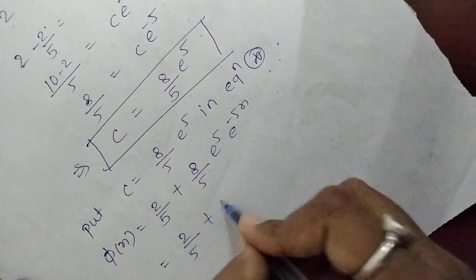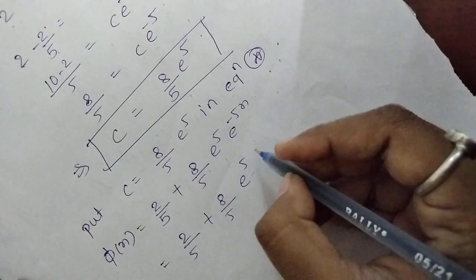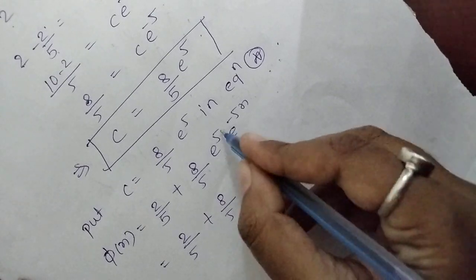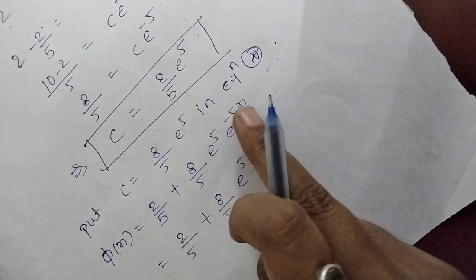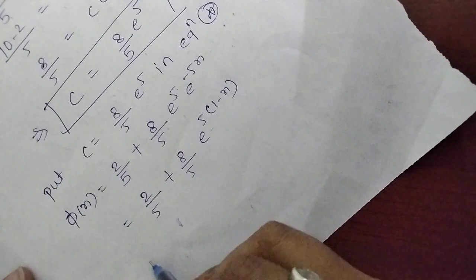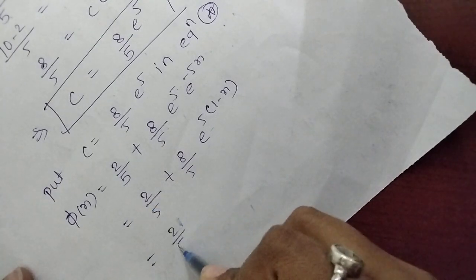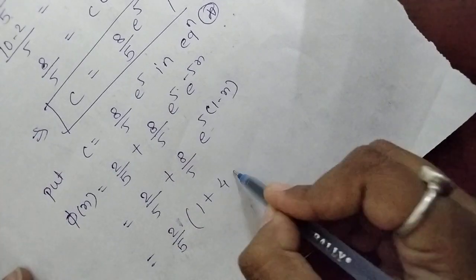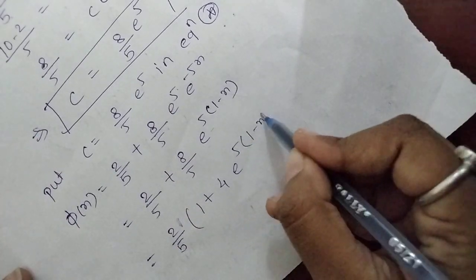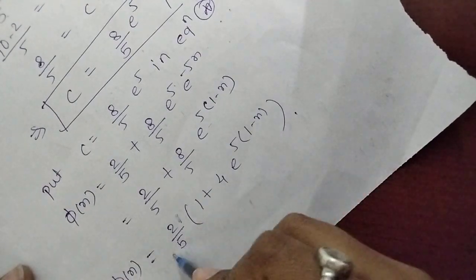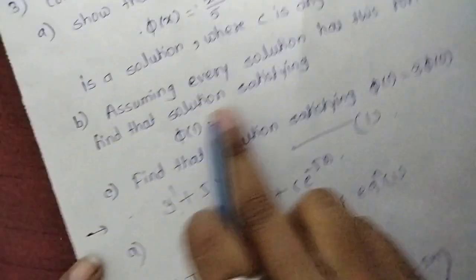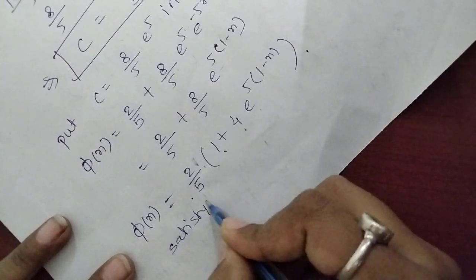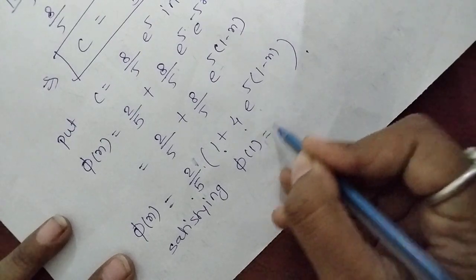2 upon 5 plus 8 upon 5 e raised to 5, take e raised to 5 common, we get 1 minus x, because here the base is equal, so we take the addition of the powers. Now take 2 upon 5 common, we get 1 plus 4 e raised to 5 into 1 minus x. So phi of x is equal to 2 upon 5 into 1 plus 4 e raised to 5 into 1 minus x, satisfying phi of 1 is equal to 2.